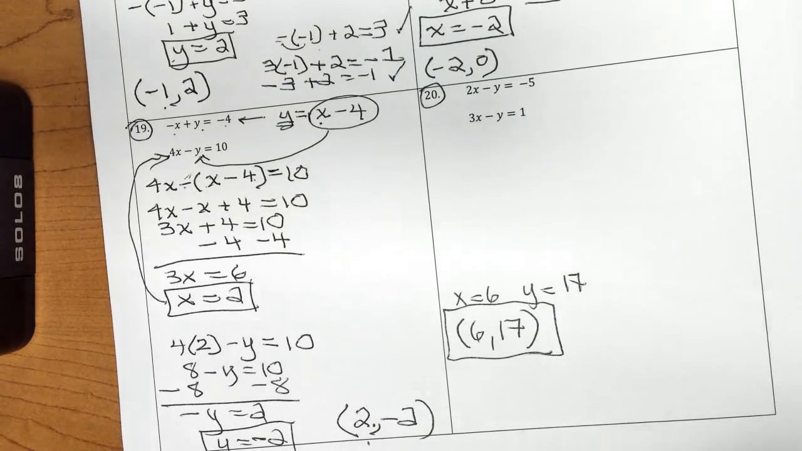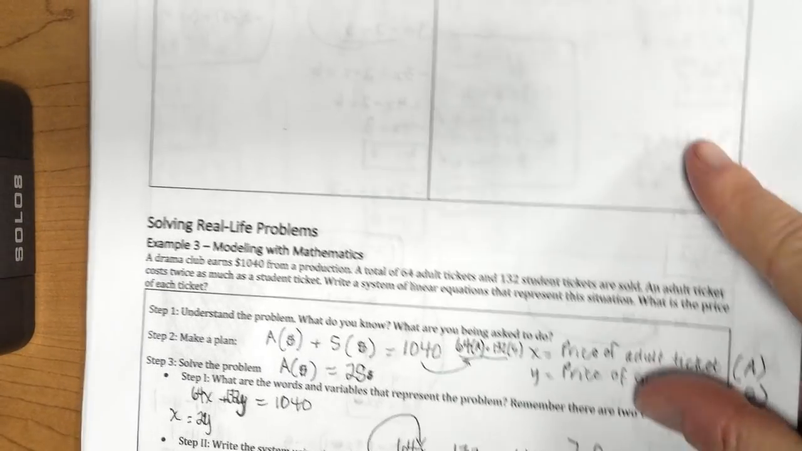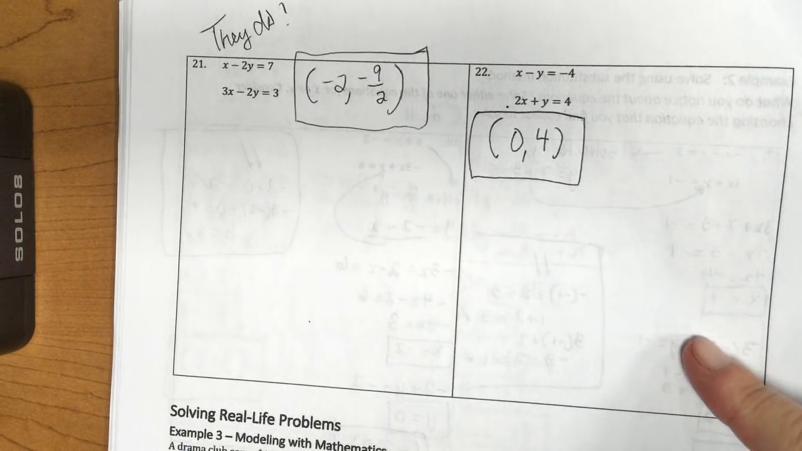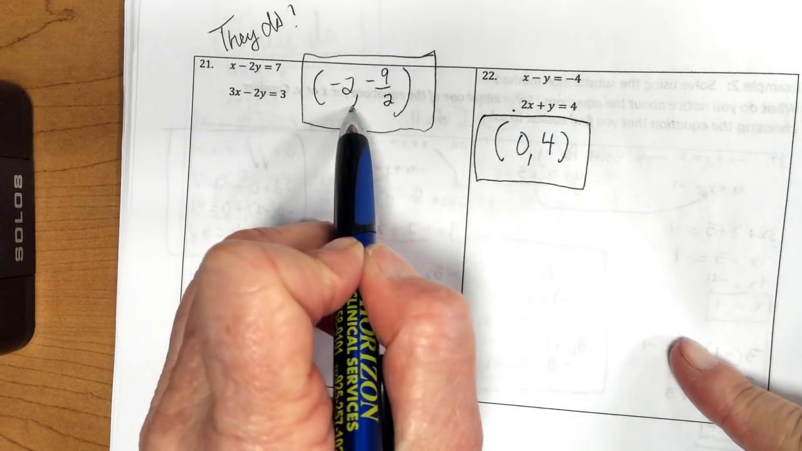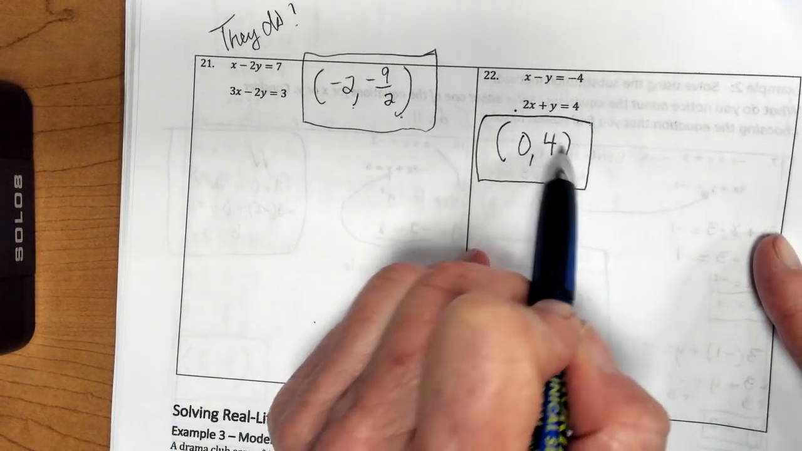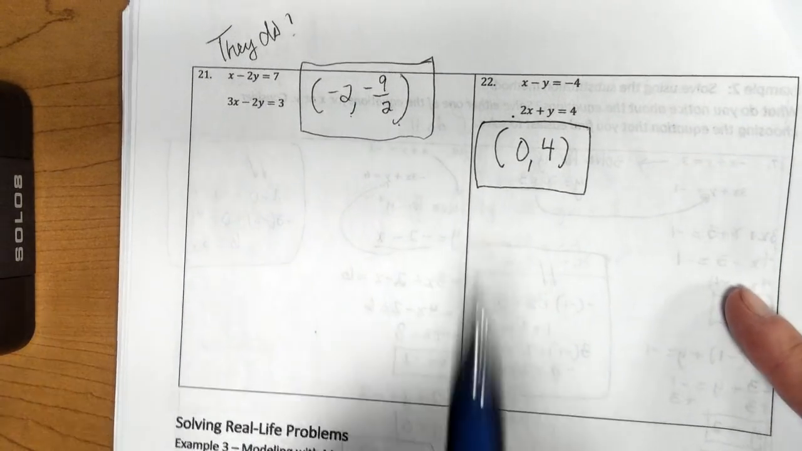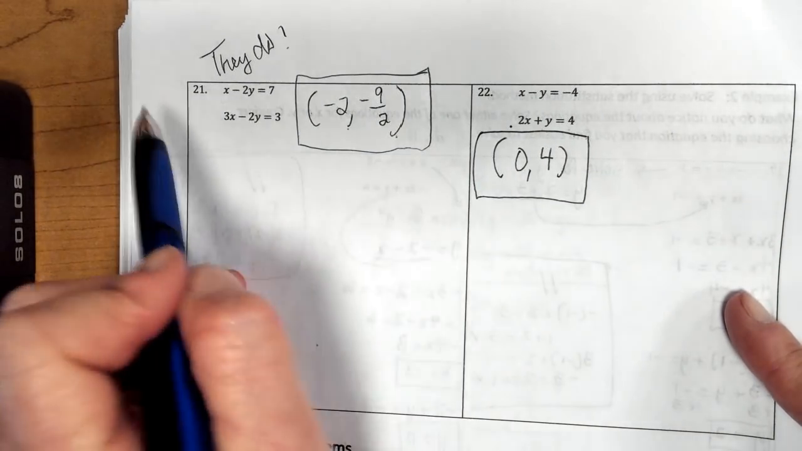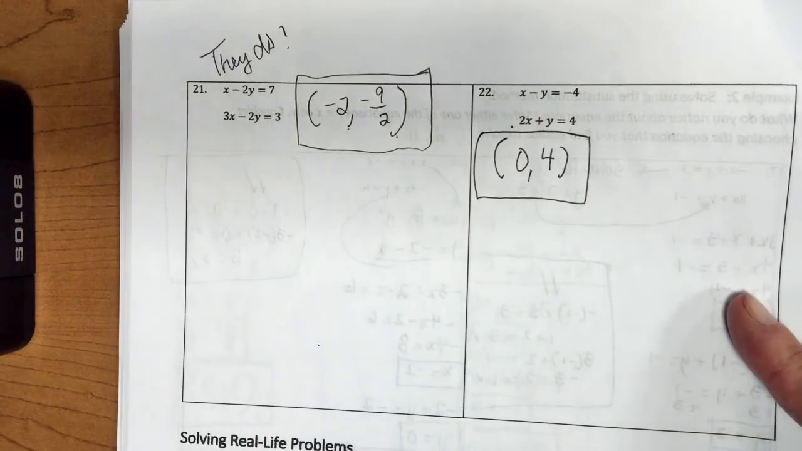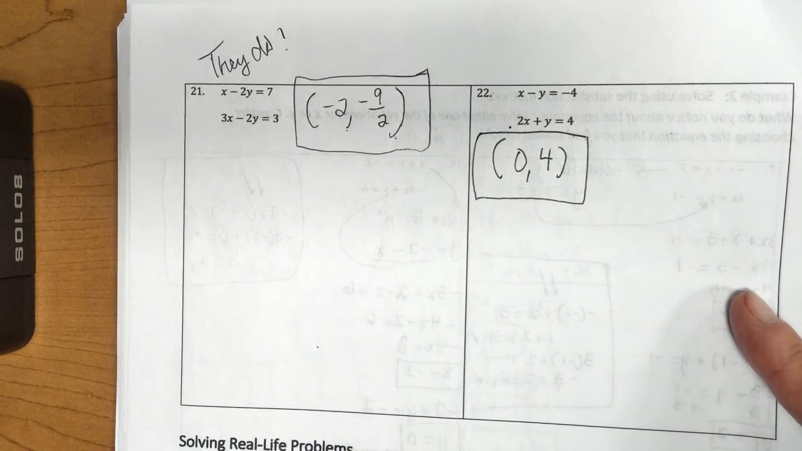So my ordered pair is 6, 17, and I hope that you were successful doing that. For number 21 and 22, here are just the answers. I got negative 2, negative 9 over 2. And for 22, I got 0, 4. I'm hoping that you were successful. If you had questions on this, please star it, and I can definitely go over next week on Monday when I come back into the classroom.